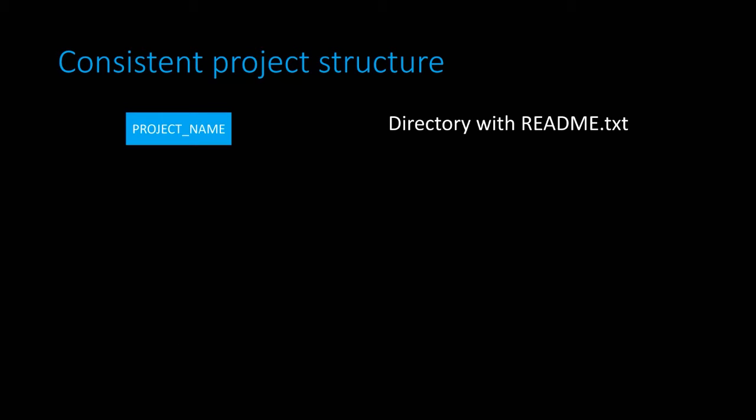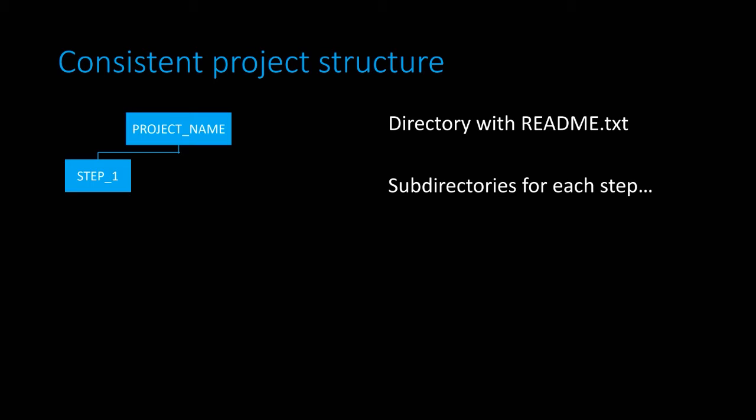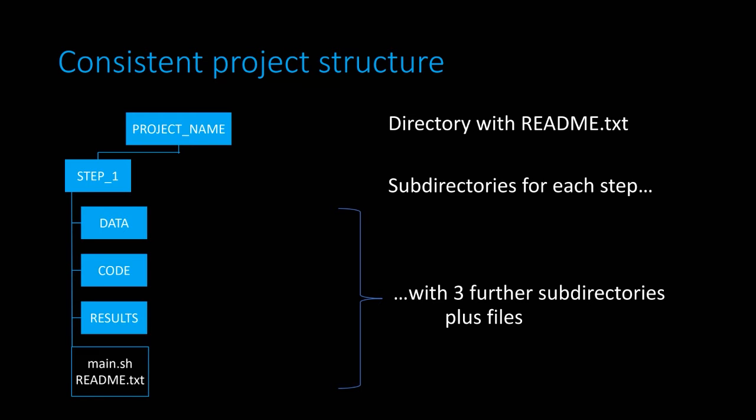So what we teach is to have a consistent project structure where you have the main project name directory with a README file in it. And then within that, you have different steps. So you have a subdirectory for step 1. And within that, you have further subdirectories where you store your data, your code, and your results. And in the step 1 directory, you have your main scripts and a README file.